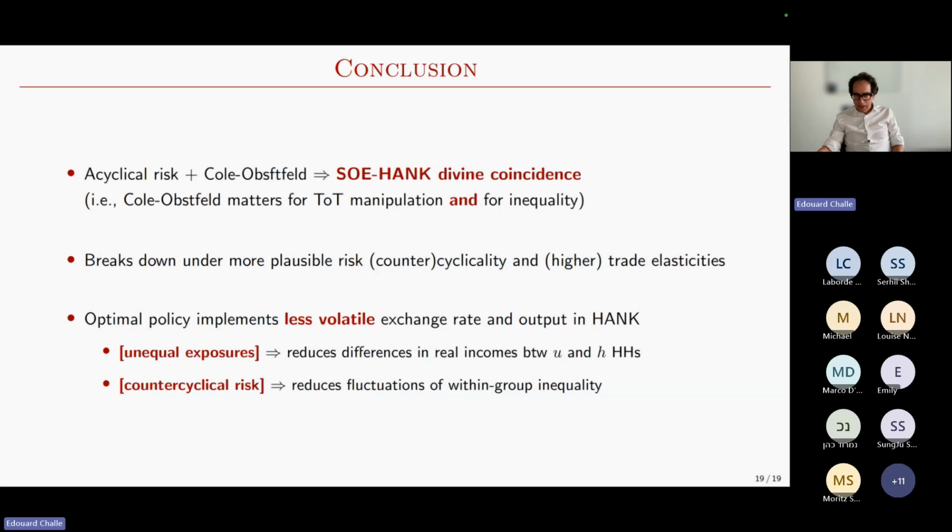Yeah. So as you may know, there is a lot of disagreement in the literature about what the trade elasticities are. My understanding of the consensus is that they are higher than Cole-Obstfeld. Now it's true that in their paper they have contractionary depreciation for low elasticities.